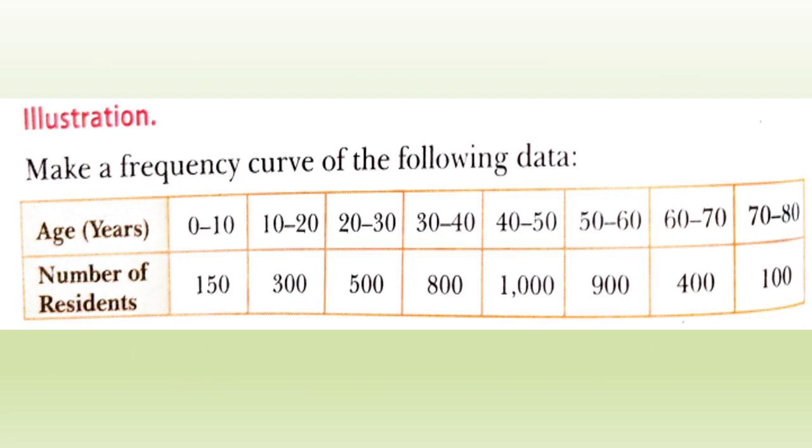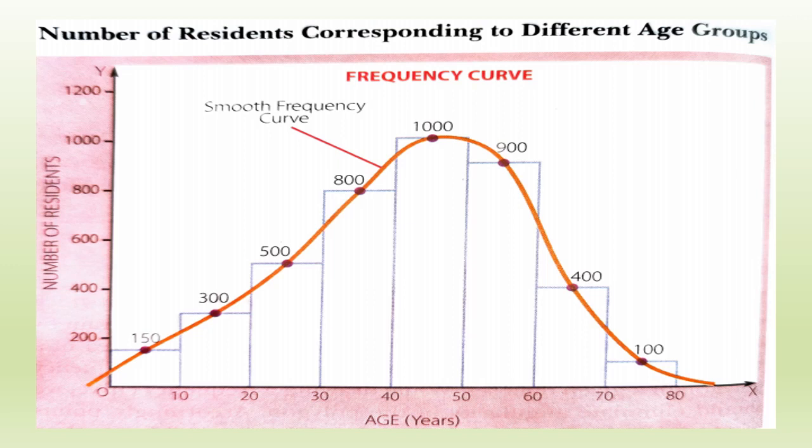See, through an illustration, make a frequency curve of the following data. Okay, these are the class intervals 0 to 10, 10 to 20. So first of all, if you are making it through histogram, then you can make a histogram, then you can construct it. But if you want to make the diagram without histogram, then you have to calculate the midpoints. Okay, so we shall make it using histograms. See, first of all, I will take number of residents on y-axis, age on x-axis. Then I have made this histogram.